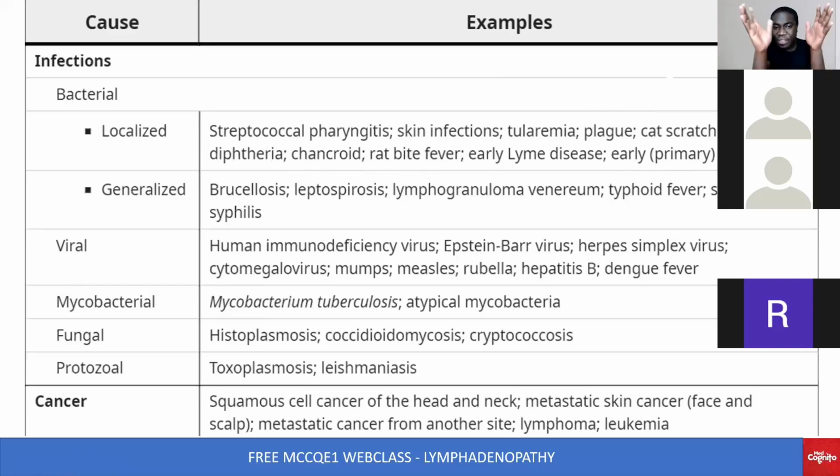And it is up to you, after you've studied a table like this, to be able to know that these are the causes of localized lymphadenopathy, these are the causes of generalized lymphadenopathy, and so I have to choose these options, I have to leave these options out. Aside that, we can even drop another question of the following are bacterial causes of lymphadenopathy. Choose the best 5. Then we drop things like rat bite fever, early Lyme disease, brucellosis, and then drop things like Mycobacterium tuberculosis, histoplasmosis, leishmaniasis, squamous cell cancer of the head and the neck.